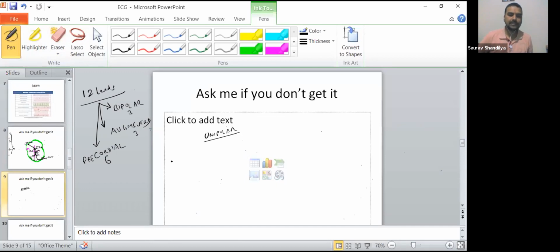I'm not sitting in the clinic, otherwise I would have shown you how we actually see. Let us talk about how this unipolar lead has been arranged. Yes, you're right, aVR, aVL, aVF, everything. I'll tell you how it is.